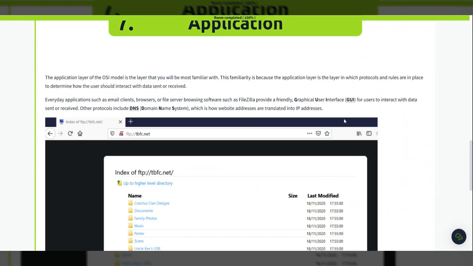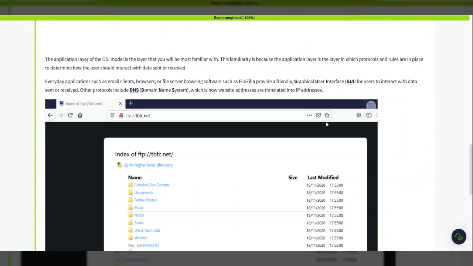And then I remember listening to you talk about DNS in the lecture. And then I am used to the graphical user interface because, of course, that's what we use on all our computers and phones.